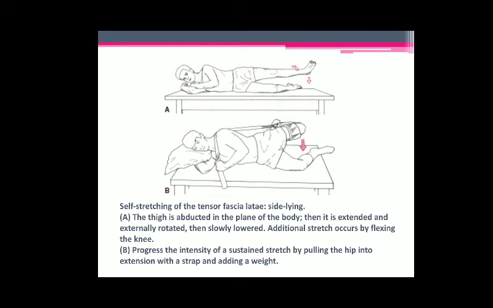Once sufficient range is gained, as shown in image B, we can progress the intensity of stretch by pulling the hip into extension with the help of a strap or by adding a weight, so that the limb goes further into adduction and external rotation.